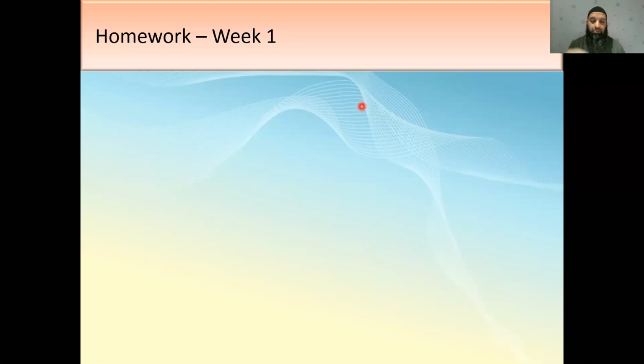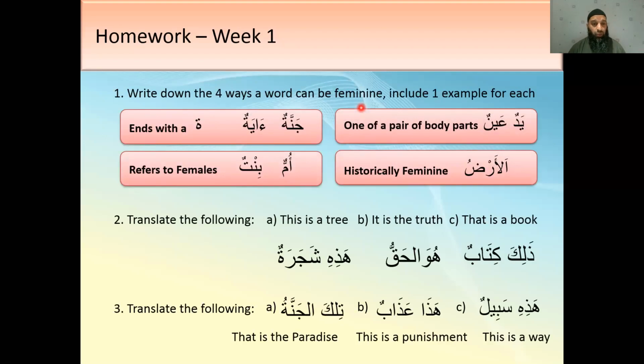Don't look at the cross as a bad thing. Doesn't matter if you get half wrong, as long as by next week those half are corrected. Okay, so we're just going to go over that, inshallah. So the first question in the homework was, write down the 4 ways a word can be feminine, including one example for each. So the first way, I'm just going to do the speaking. You can listen to the recording afterwards, and then if you have any questions at the end, we can discuss, inshallah.